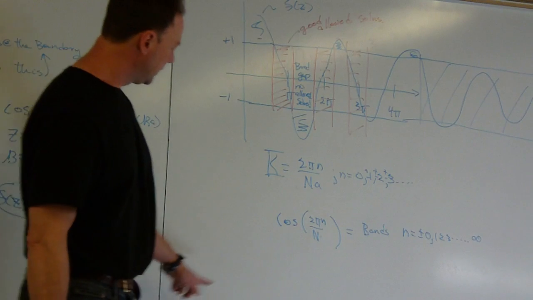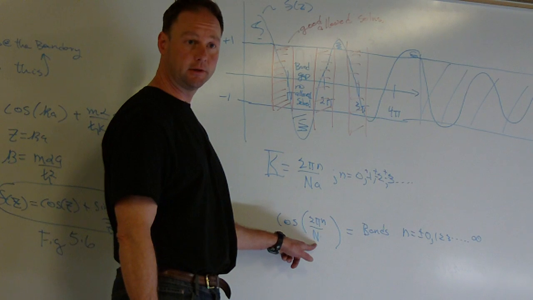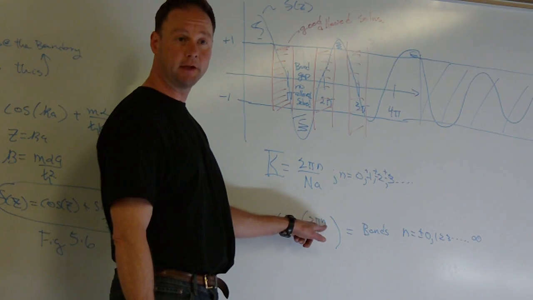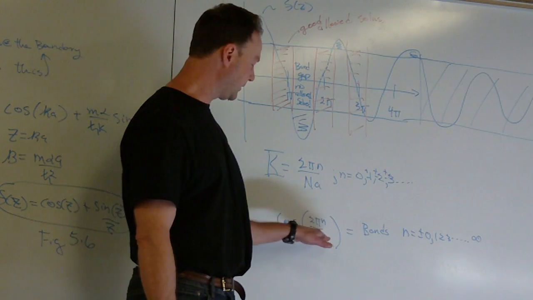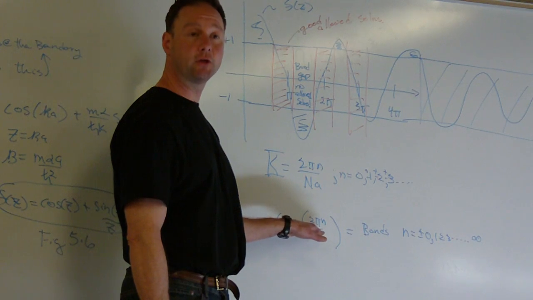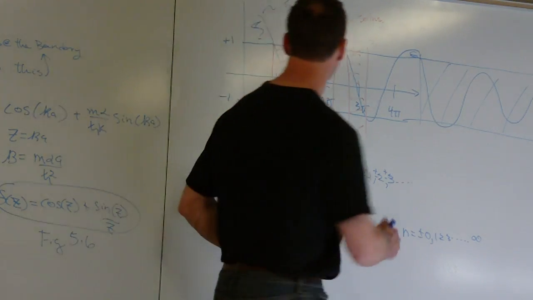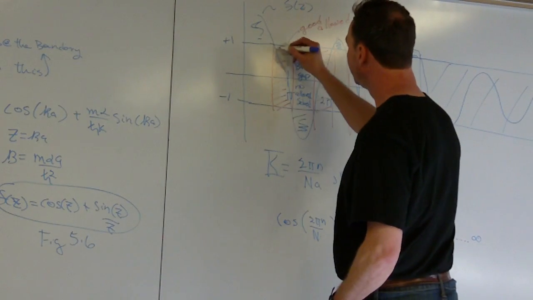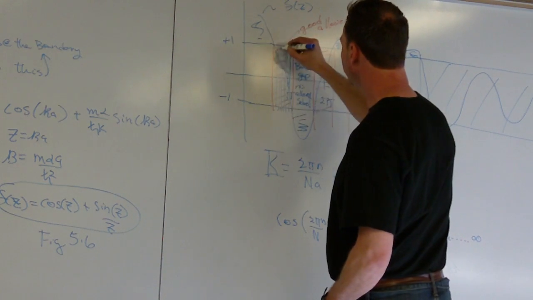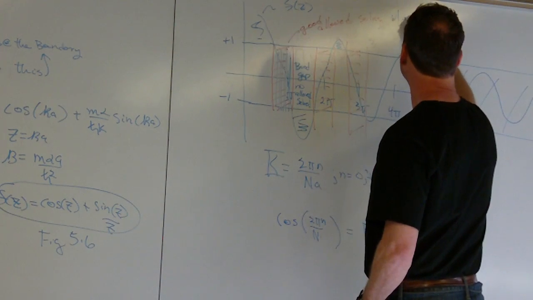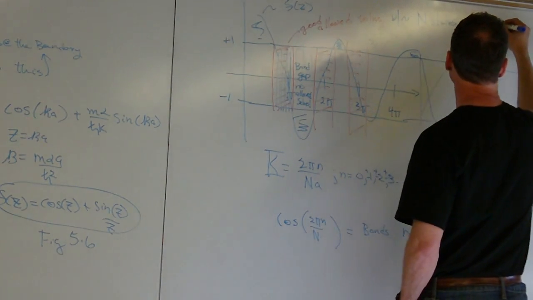Now, what does N get to? Big N gets to infinity, like 10 to the 23. And what about little n? n could be anywhere between 0 and infinity. So what it means is for each of these bands, you have a huge number of possibilities within each one of those bands. And so these allowed bands fill up with states, on the order of N states for each allowed band.